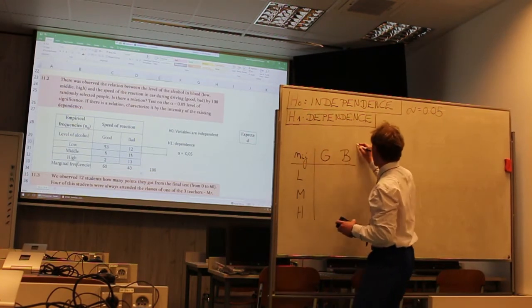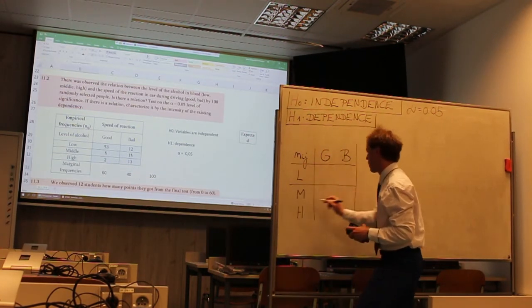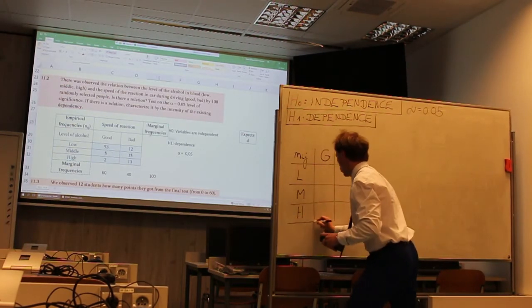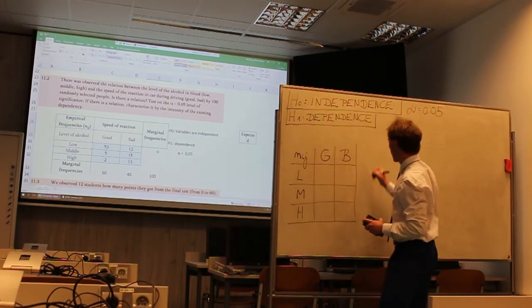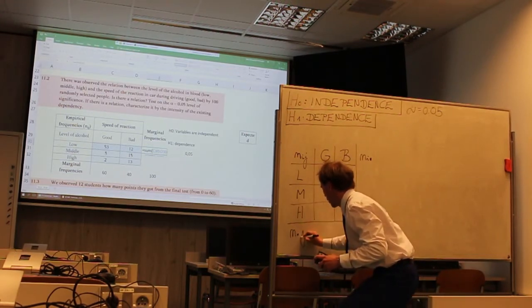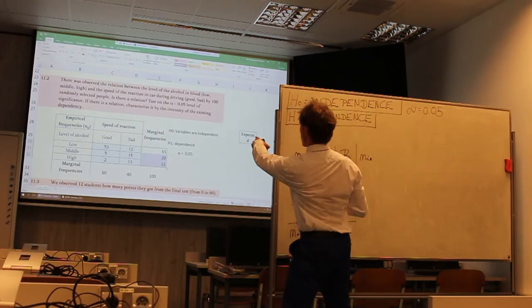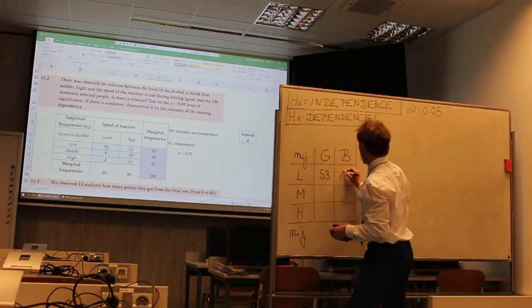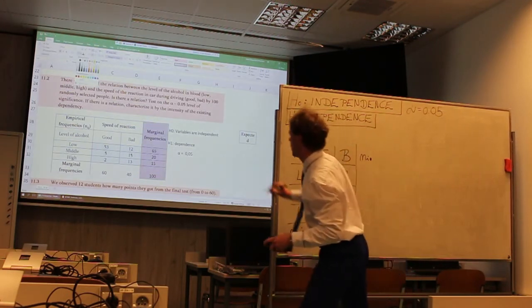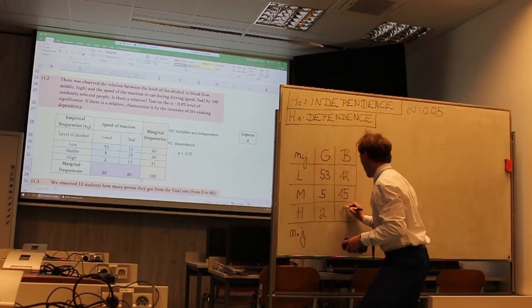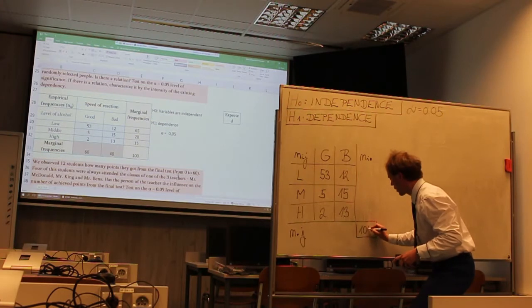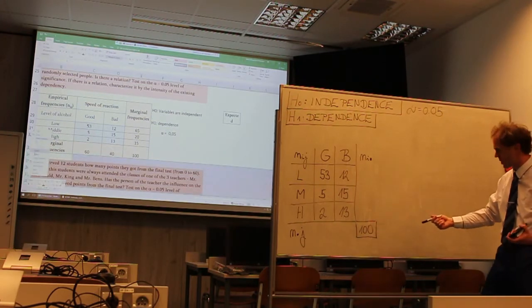So the size of this table is 3 times 2, 3 rows, 2 columns, yes? Okay, n i dot and n dot j: 53 and 12, 5 and 15, 2 and 13. So in total, you know that we have 100 randomly selected drivers, yes, 100 drivers.